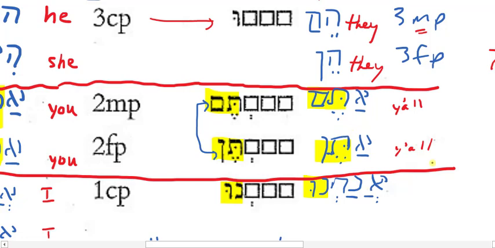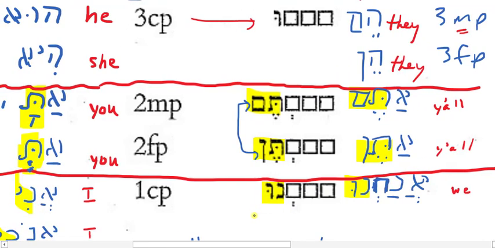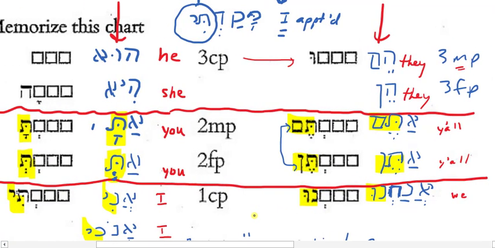And then finally, for the independent personal pronoun we, a common one is used. It's first common plural, and it's anakhnu. Anakhnu. All right? That's a khet here. Anakhnu. Silent sheva. Anakhnu. And the nu corresponds to the personal ending in the perfect first common plural, "we did something," which is nu at the end. All right? So, let's look at the big picture here.